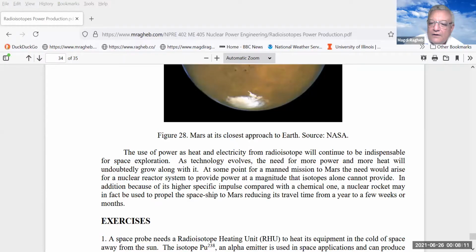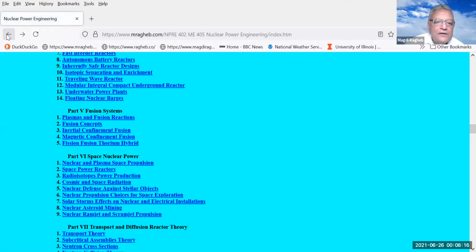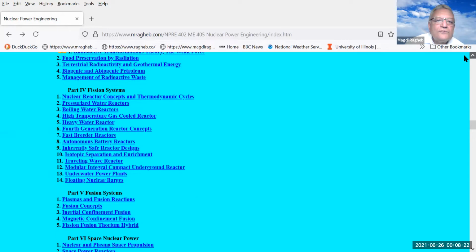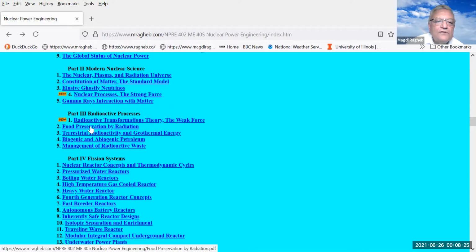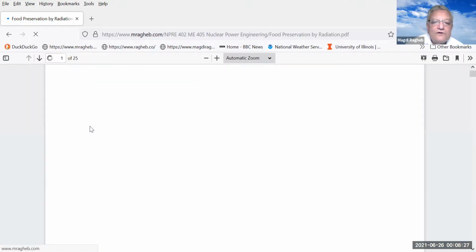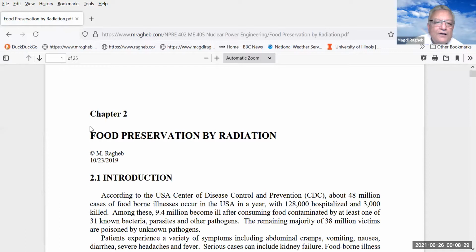If not, we are ready to go and look at another very, very important application of the radioactive isotopes. In that case, you find that we are using them today, in fact, for medical applications. So we go back to our very interesting chapter on radioisotopes application, radioactive processes, and look at the process of food preservation by radiation.